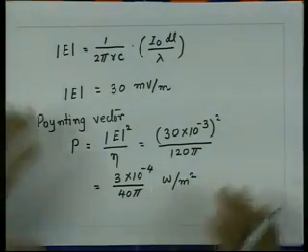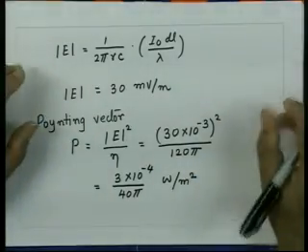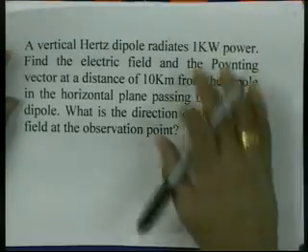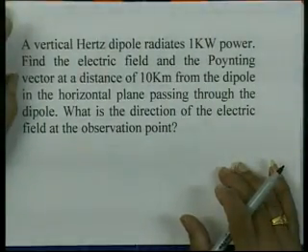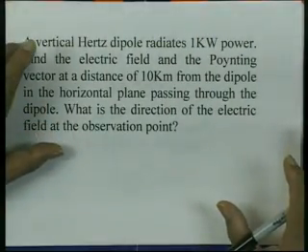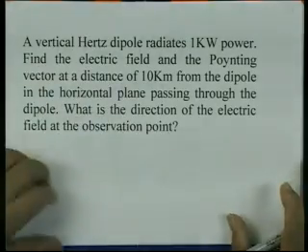So, this is again a very simple problem where the total power radiated by the Hertz dipole is given, and then we are asked to find out what is the electric field and the Poynting vector at a distance of 10 kilometer from the Hertz dipole.